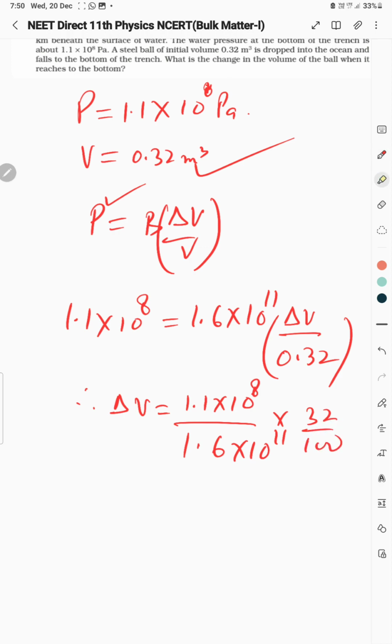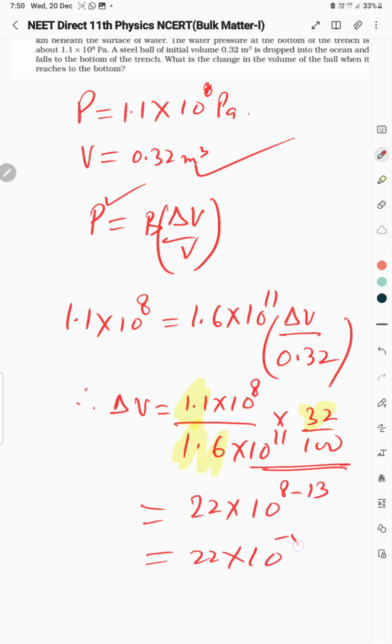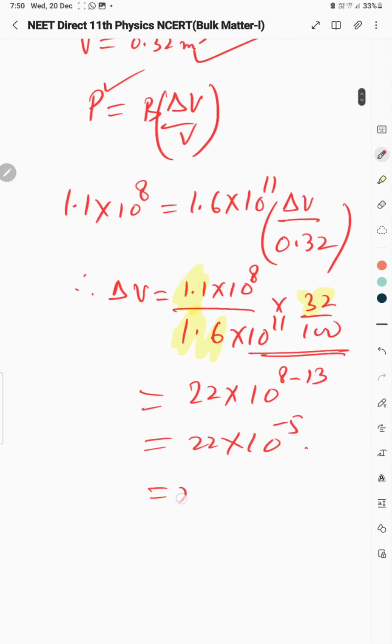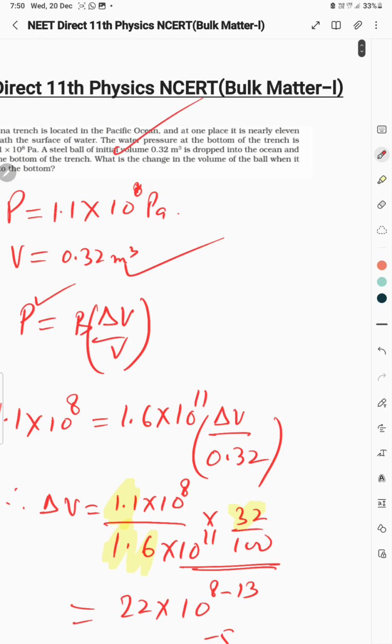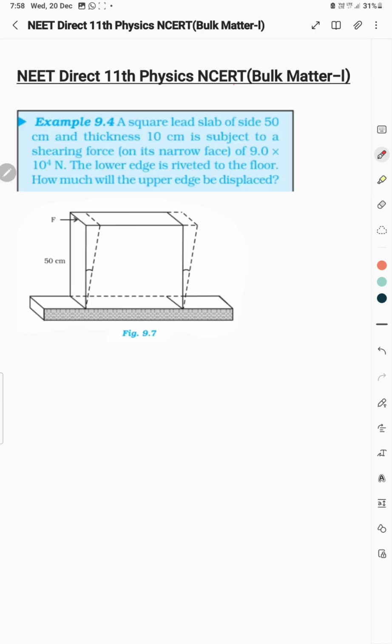So if I simplify this, and these three parts, I get 22. Now you have this 10 power 8 minus 10 power 13. It is minus 5, and this happens to be this much. So this is the change in volume of the sphere when dropped to the bottom of the Pacific Ocean at Mariana Trench.